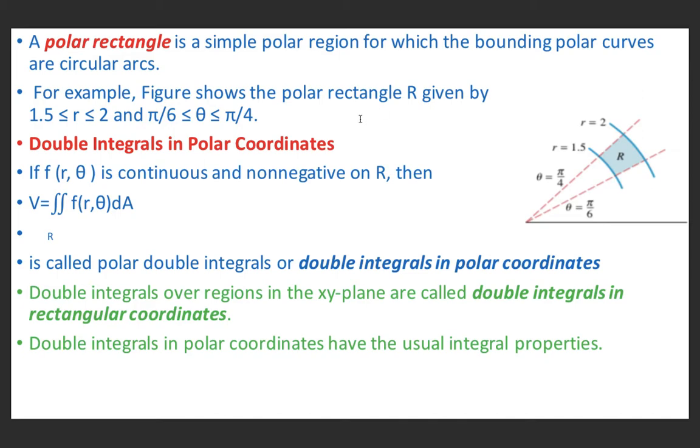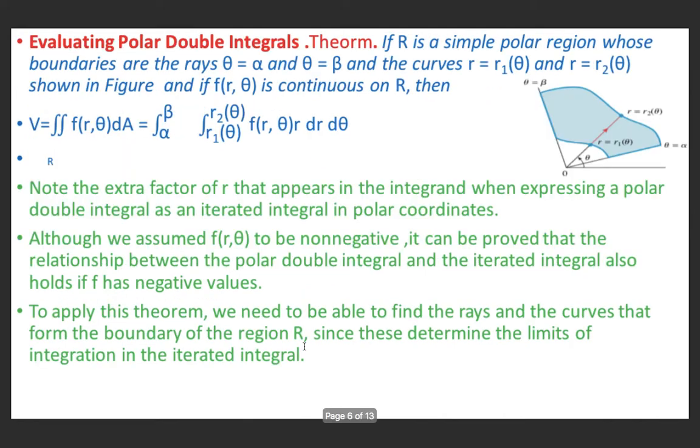Now if f(r, theta) is continuous and non-negative on R, then the double integral in polar coordinates can be evaluated as the integration of f(r, theta) over the given region, and this is called the polar double integral, or double integral in polar coordinates. Double integrals over a region in the xy plane are called double integrals in rectangular coordinates, and double integrals in polar coordinates have the usual integral properties.